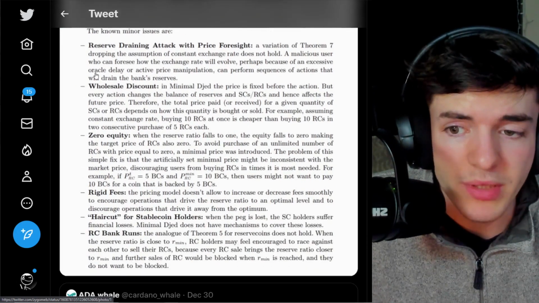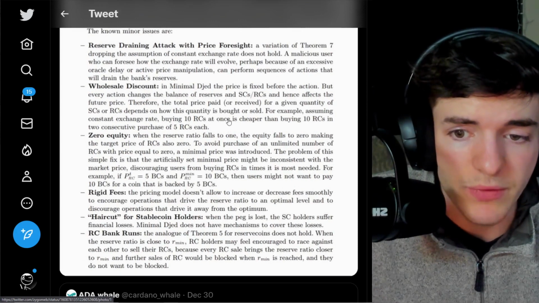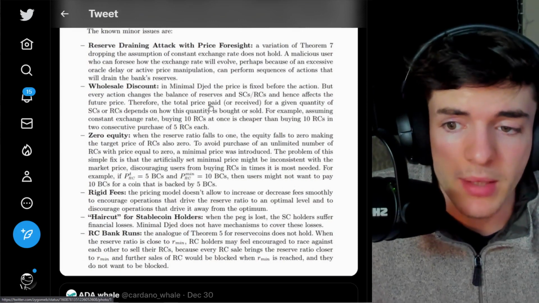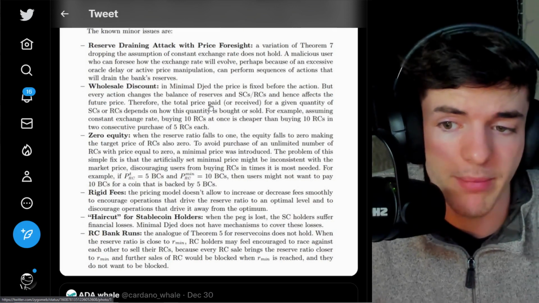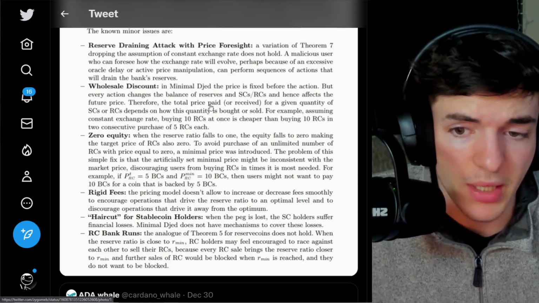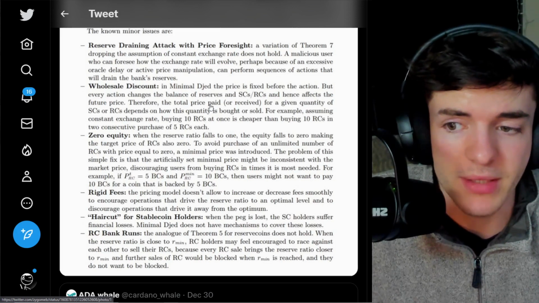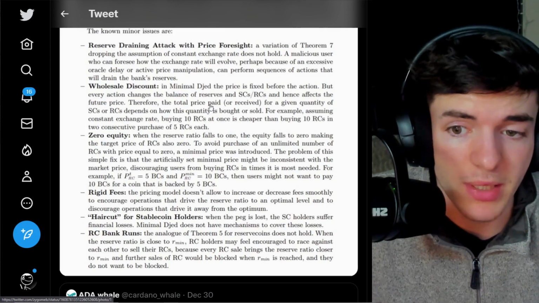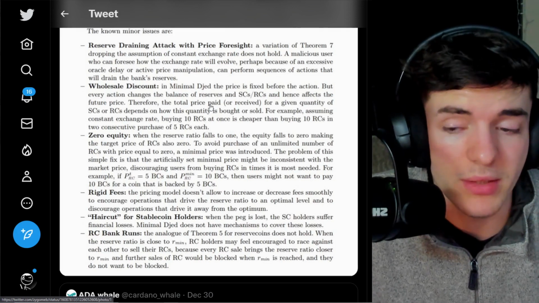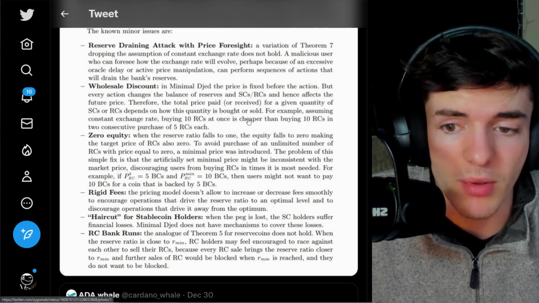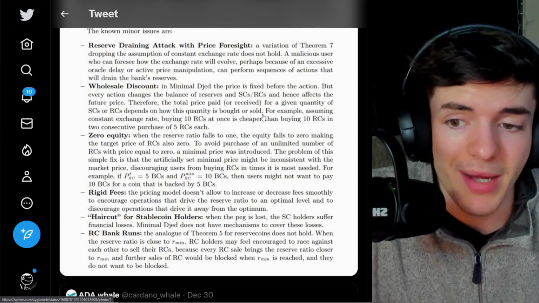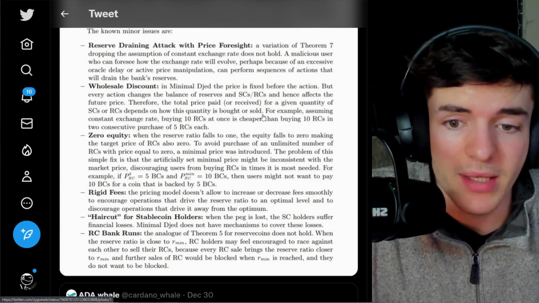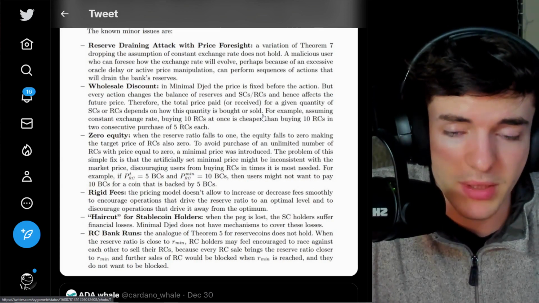On top of that, we have wholesale discounts. I'll let you read this if you want. Basically, in minimal DJED, the price is fixed before the action, but every action changes the balance of reserves and stablecoins and reserve coins, and hence the effects of future price. Therefore, the total price paid or received for a given quantity of SCs or RCs depends on how this quantity is bought or sold. Example, assuming a constant exchange rate, buying 10 RCs at once is cheaper than buying 10 RCs in two consecutive purchases of 5 RCs.